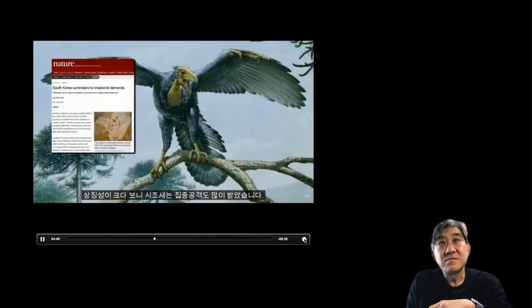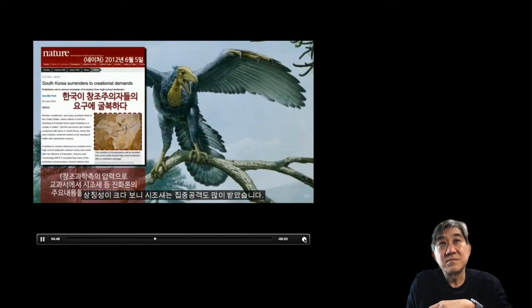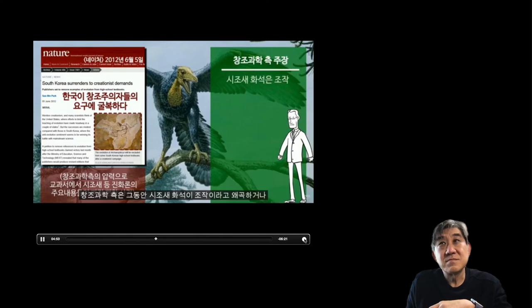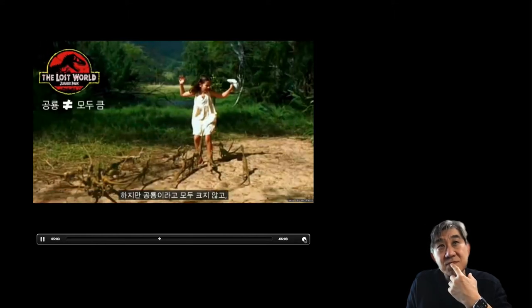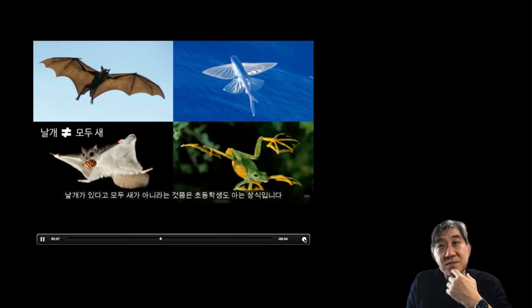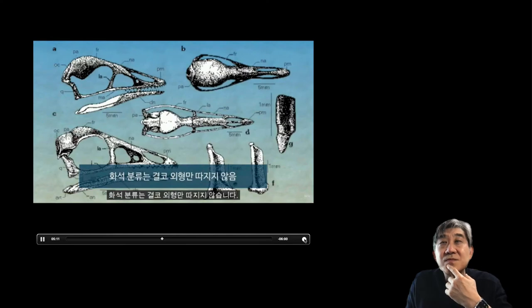상징성이 크다 보니 시조새는 집중 공격도 많이 받았습니다. 창조과학 측은 그동안 시조새 화석이 조작이라고 왜곡하거나 중간 단계가 아니라 그냥 새의 한 종류일 뿐이라고 주장해 왔습니다. 새라고 주장하는 근거는 외형입니다. 크기가 작고 날개가 달려있다는 이유입니다. 하지만 공룡이라고 모두 크지 않고 날개가 있다고 모두 새가 아니라는 것쯤은 초등학생도 아는 상식입니다. 화석 분류는 결코 외형만 따지지 않습니다.